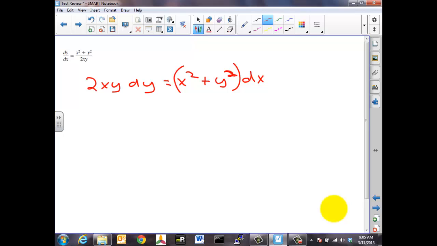Any suggestions on what to do here? Yeah, but we need to get this y squared over here. I don't see how we're going to do that. But x squared plus, no, minus 2xy plus y squared is the square of x minus y.